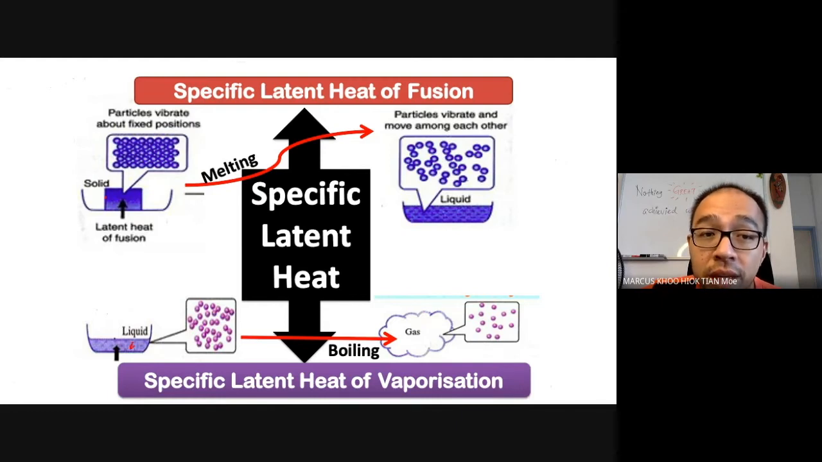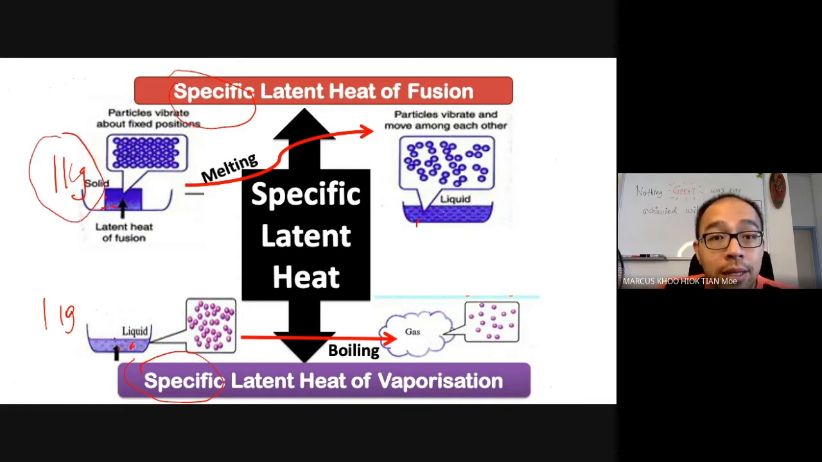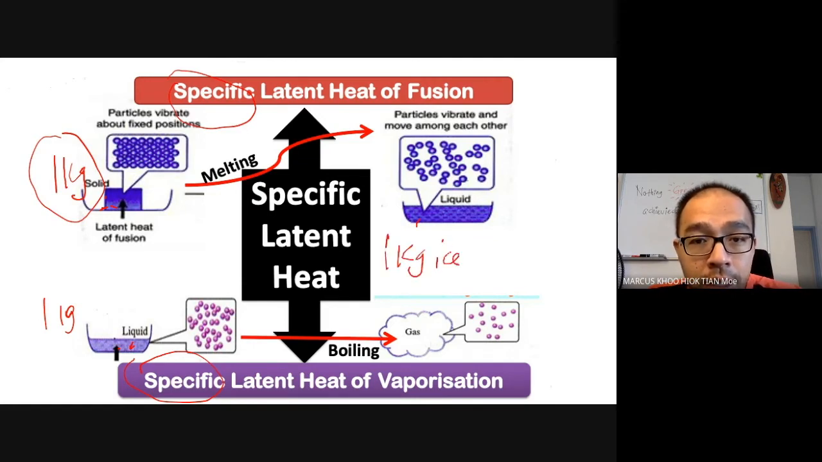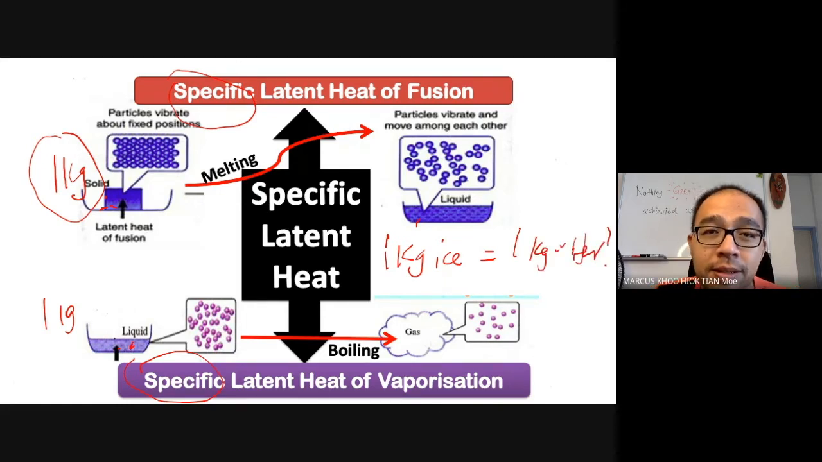But the word specific means you're talking about 1 kg of solid changing to liquid, or 1 kg of liquid changing to gas. My question to you is this: when 1 kg of solid totally melts, let's say 1 kg of ice, does 1 kg of ice equal 1 kg of water? This is a question that I want you to think about. You can actually experiment with this if you want. When ice completely melts into water, does it remain as 1 kilogram?